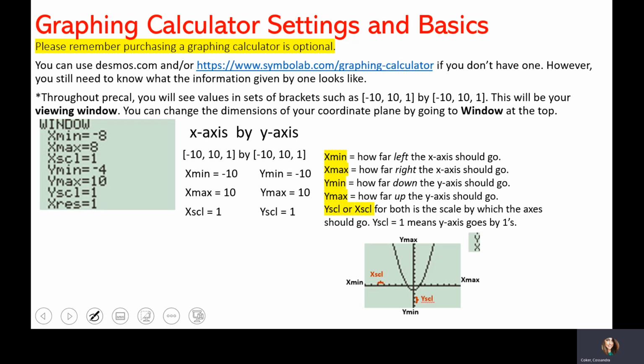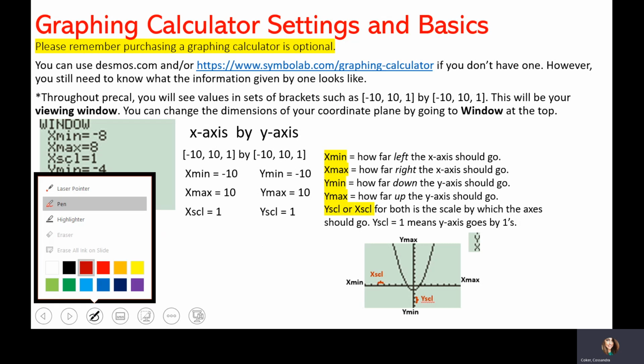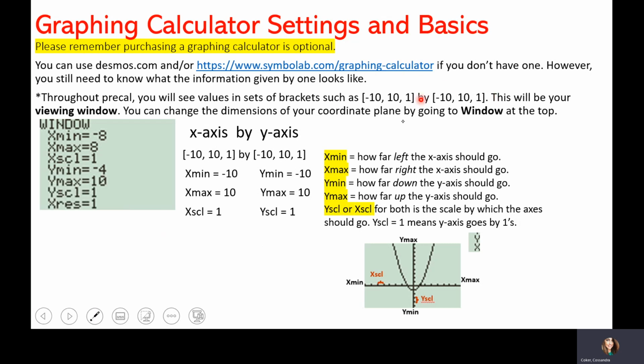But you still need to know what the information looks like that you might see in the graphing calculator, because it is listed in the book frequently. Throughout pre-cal, you will see these brackets that I've got listed here for you. See that -10, 10, 1. This is actually your dimensions for your Cartesian grid in your graph. So for example, look here. This will tell you what your X axis should go by. This tells you what your Y axis should go by, which I've got listed here as well.